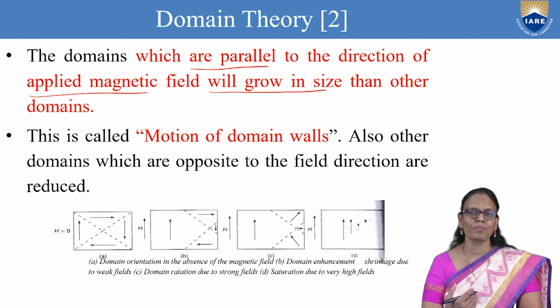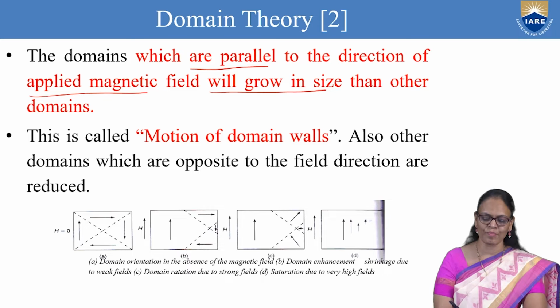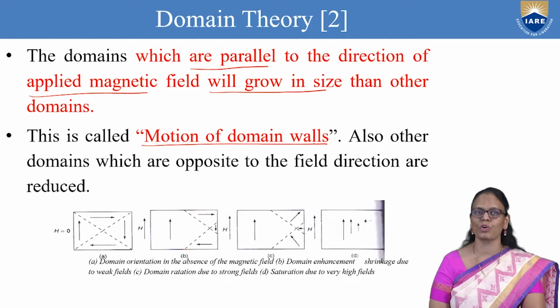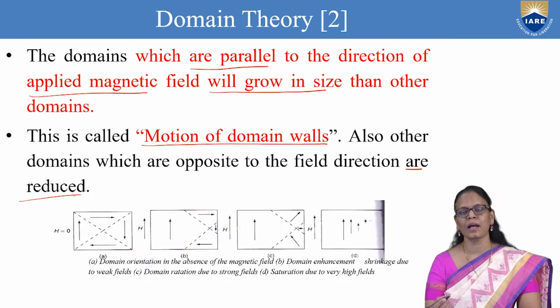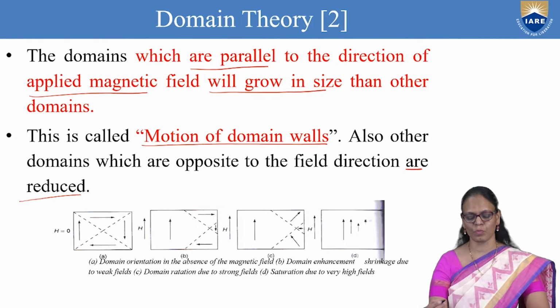In case of motion, what happens here? The domains may grow in size compared to the other domains, and that we call motion of the domain walls. Also, the other domains which are opposite to the field direction are reduced. One is growing in size and the other is reducing in size. So we may say that there is motion.